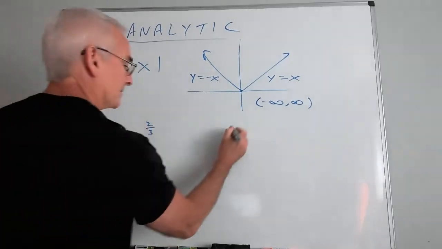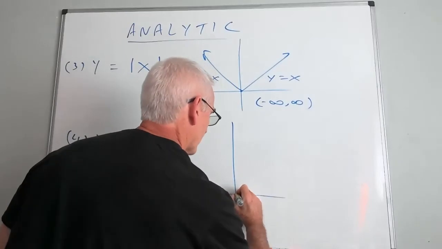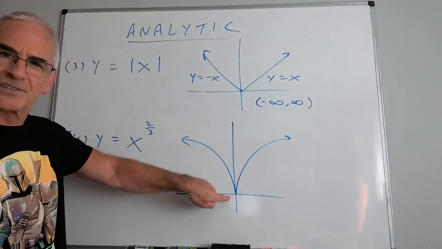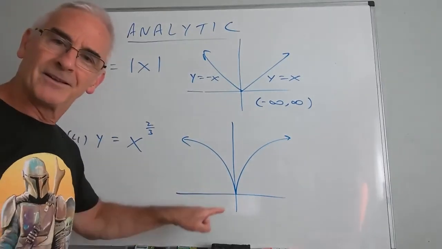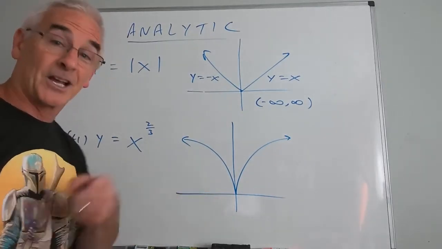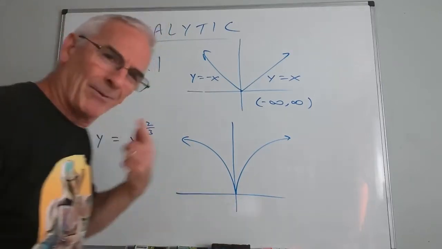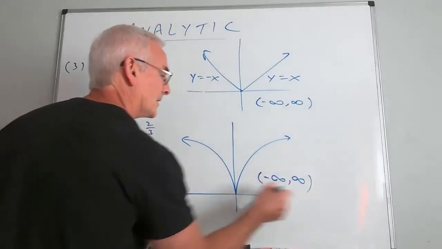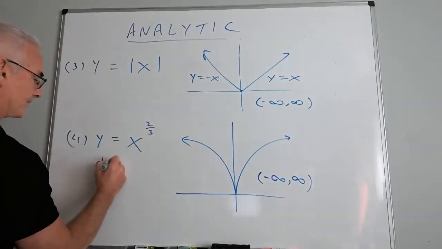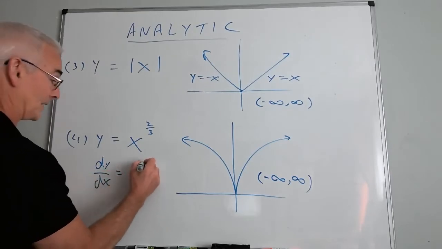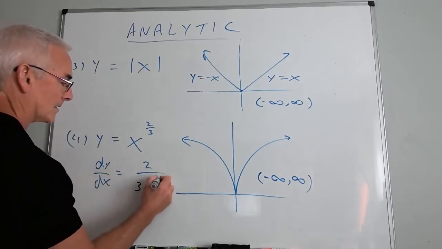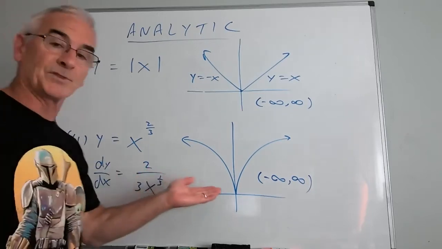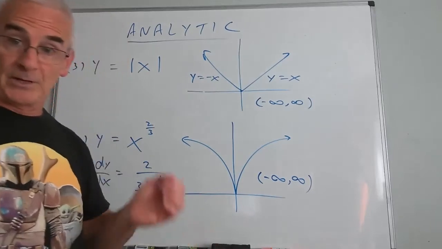x to the 2/3. At x equals 0, does anyone remember what this one's called? Cusp. A cusp. You can cut your finger on those guys, so be careful. So again, the domain is all real numbers, but the derivative of this, and by the way, a lot of these look very similar, the derivative, once again, is not defined at 0. The function is defined everywhere. It's continuous everywhere, but it's not differentiable at the origin.